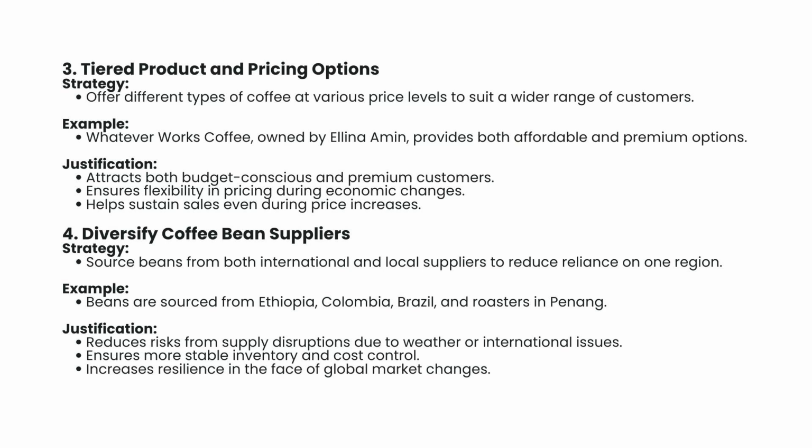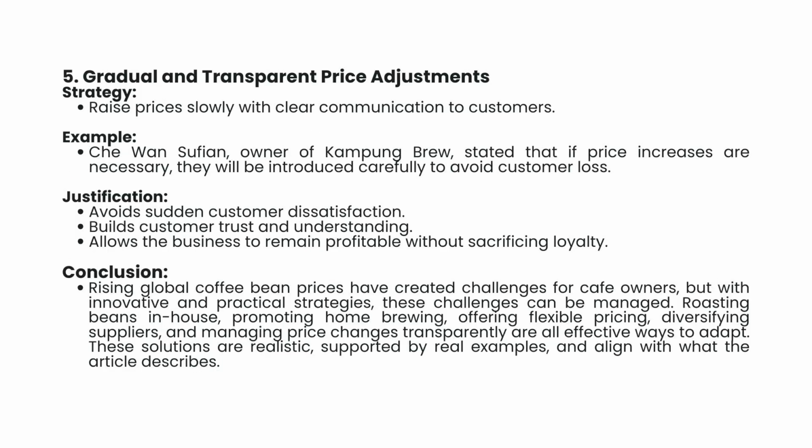The fourth strategy is to diversify coffee bean suppliers. Cafes can source beans from both international and local suppliers to avoid depending too much on one region. For example, beans are sourced from Ethiopia, Colombia, Brazil, and a local roaster in Penang. This approach reduces risk from supply disruption, ensures more stable inventory and cost control, and increases resilience against global market change.